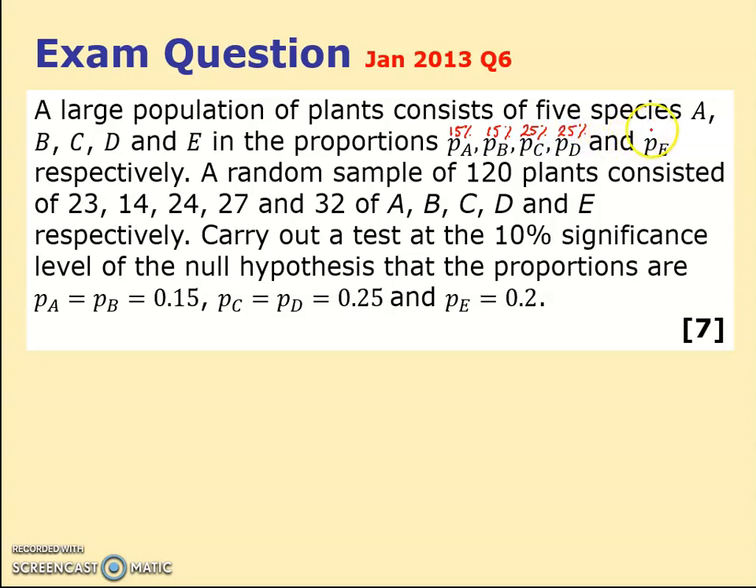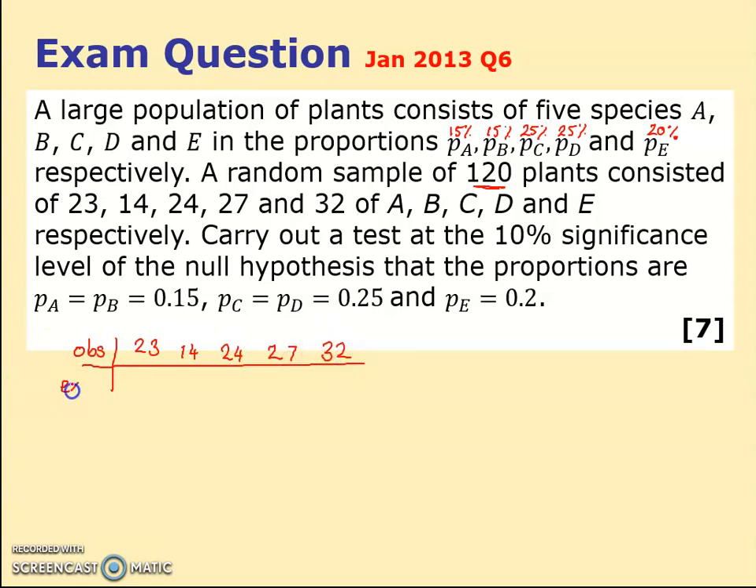And PE is 20%. Okay, so that's what we are thinking these plants are meant to be in. And a random sample of 120 plants consisted of these numbers. All right, so based on that, I've got 120 plants. My observed data, I can draw up a table if you like: I've got 23, 14, 24, 27, and 32.